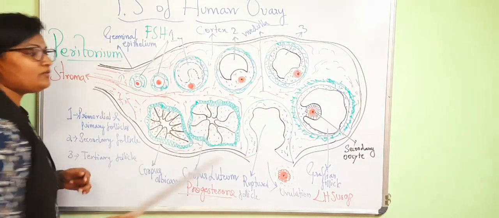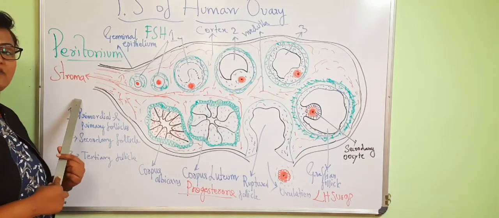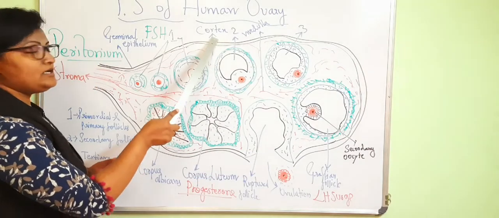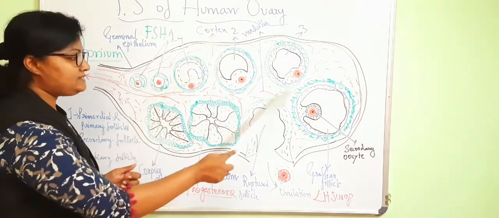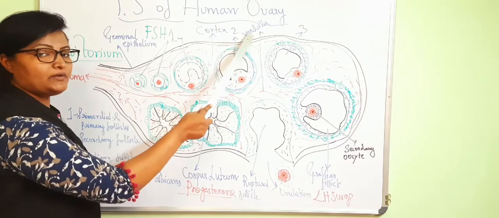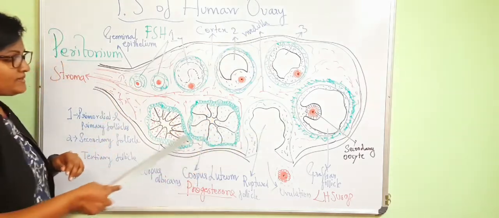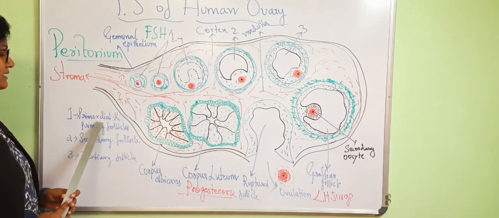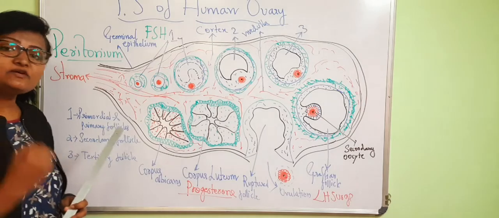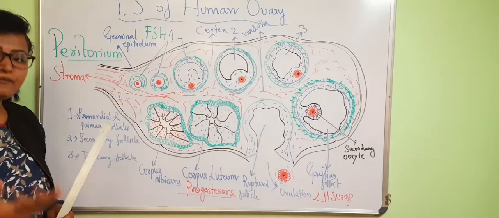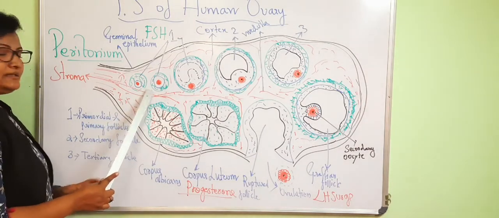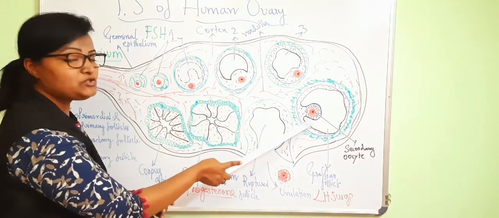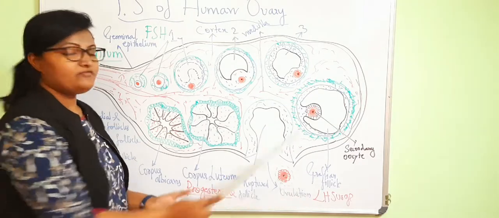The matrix of the ovary is called the stroma, which is divided into two portions. The outer peripheral region we call the stromal cortex, and the center middle portion we call the medulla. All these follicles are present in the cortex region only. The follicle development starts with the primordial, meaning first formed, follicles, then it gets converted into primary, secondary, tertiary, then to the matured follicle called the Graafian follicle.